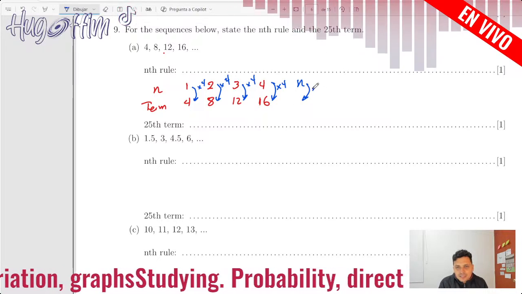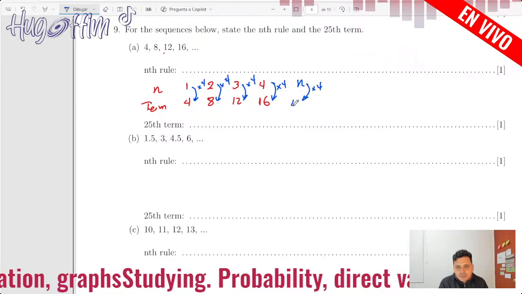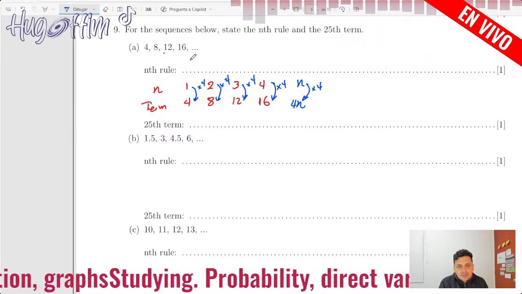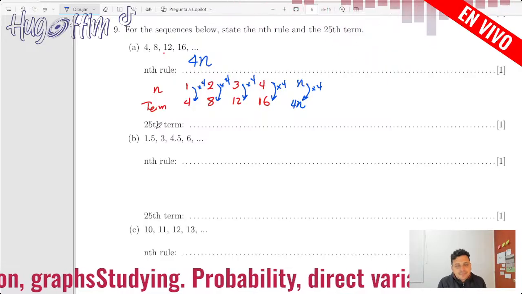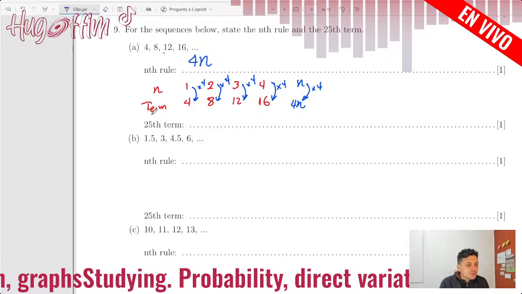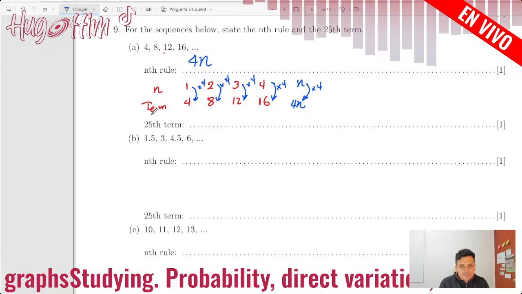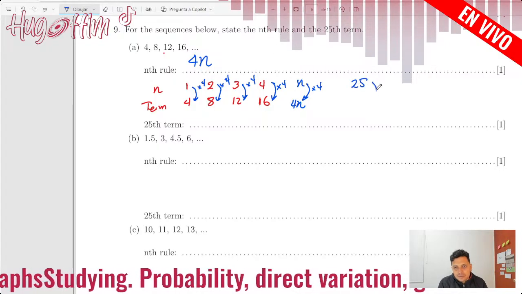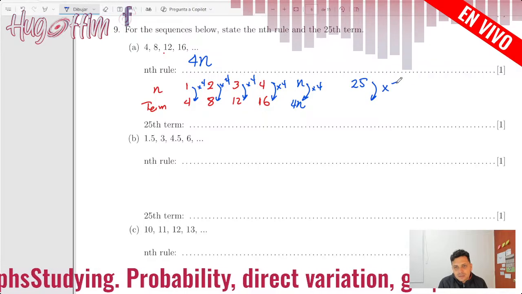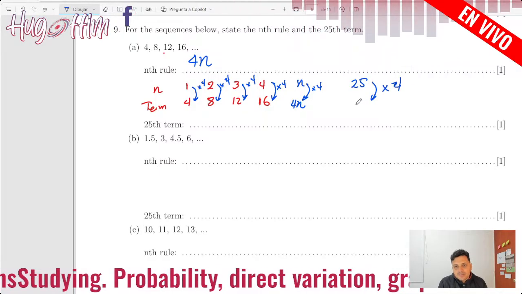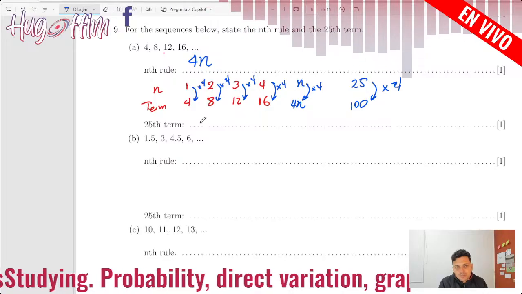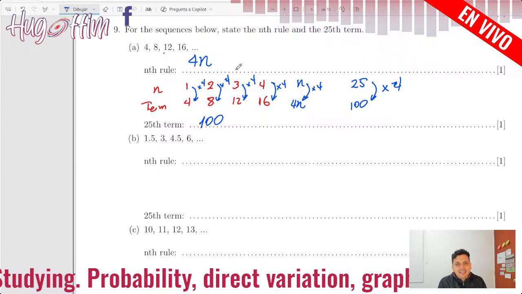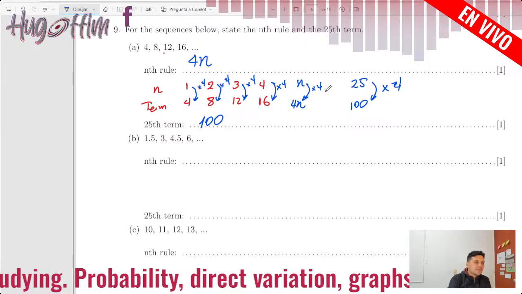So what you're doing is n times 4. n times 4 is 4n. So the n rule is 4n. This is how I recommend you to identify the n term. And now if I want the 25th term, I just need to take 25, and I know the rule already, just times 4. 25 times 4 is going to be 100, so the 25th term is 100. This is how you can identify the term.